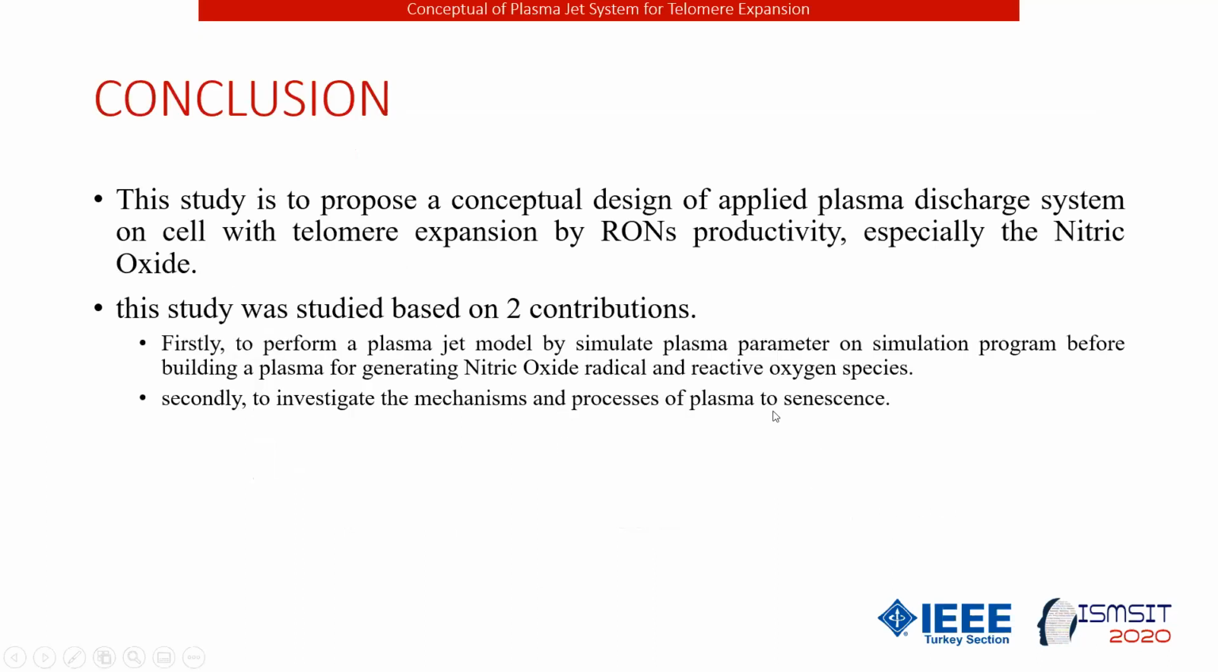So this study proposes the conceptual design of a plasma discharge system on cells with telomere expansion by RNS productivity, especially nitric oxide, which is the important species for inducing the most important enzyme, the telomerase enzyme. With this special enzyme, the end of the chromosome tail can get longer, which means getting younger and living longer.